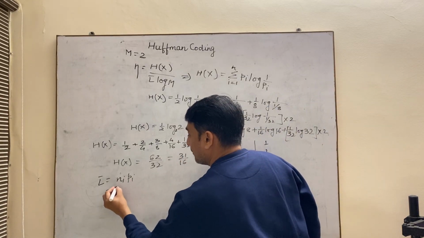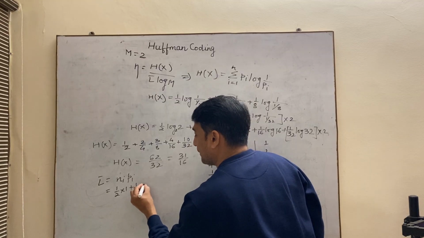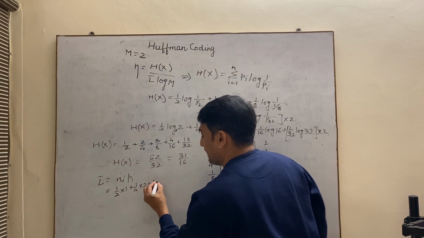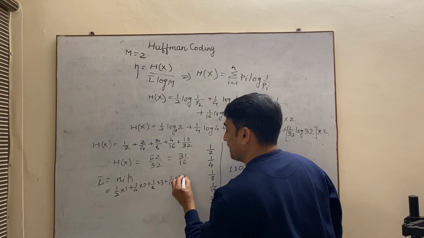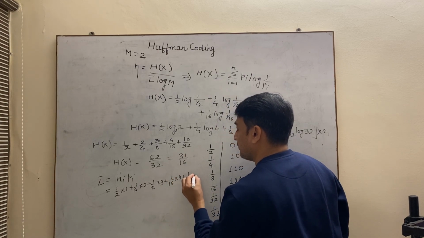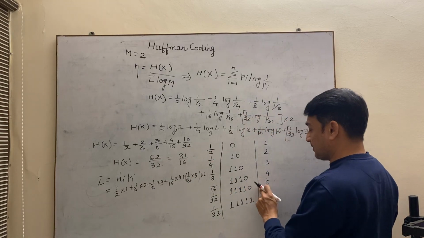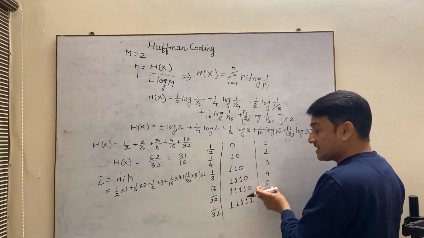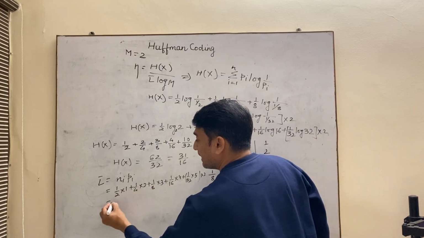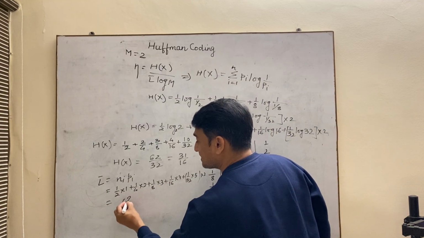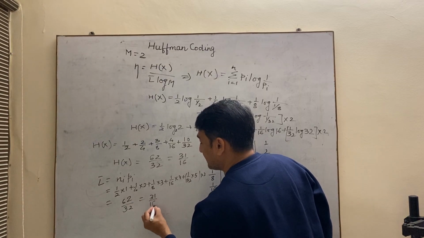So 1/2 into 1 plus 1/4 into 2 plus 1/8 into 3 plus 1/16 into 4 plus 1/32 into 5, and this is twice, because both the 1/32 are having length 5, so you can write it into 2. So you are getting the same result, which is 62/32, that is 31/16.